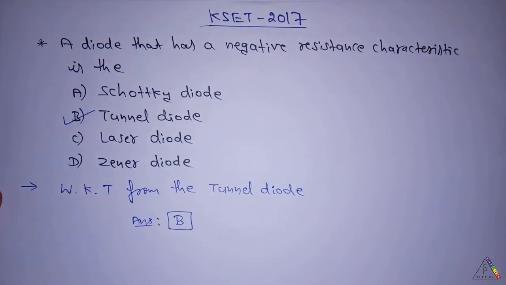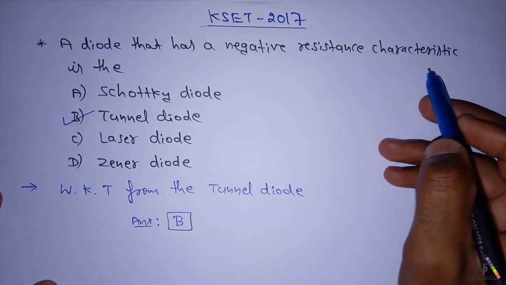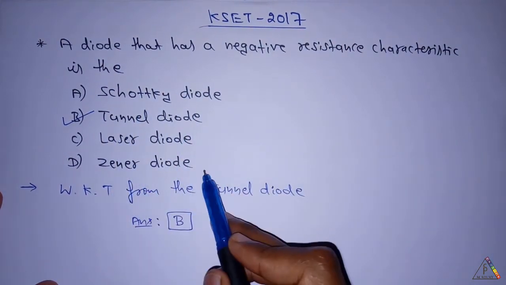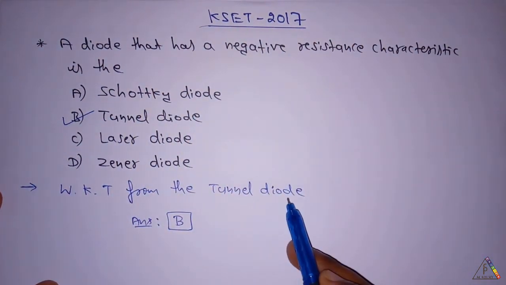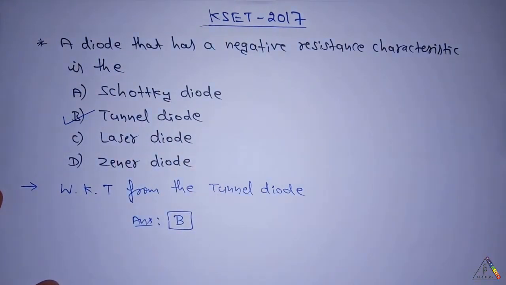Next is KSET 2017 question. The question is, a diode that has a negative resistance characteristic is the Schottky diode, tunnel diode, laser diode, or Zener diode. We know that the diode which shows negative resistance is the tunnel diode. Therefore, for this question, the answer is B option.